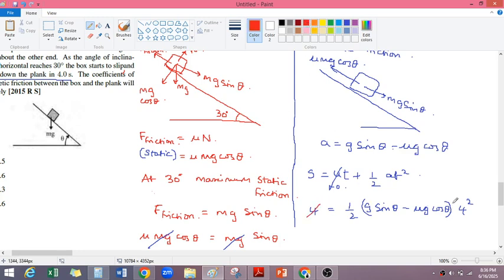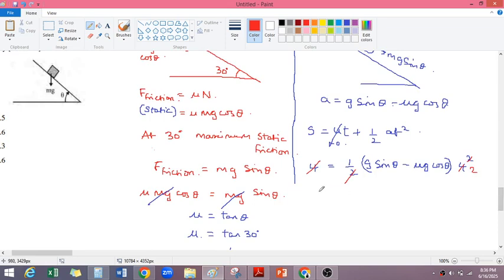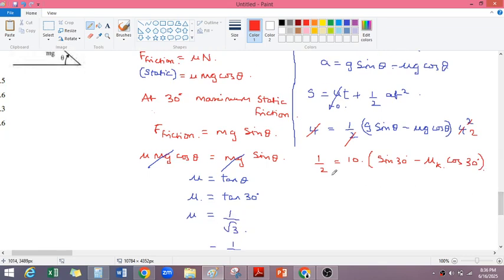So I can cancel this 4 and this 4. I will have 1 on this side. This 2 and this 4 will cancel to 2, so 2 will come on the other side. g is 10, so we can take the g commonly out. Sin 30 minus mu, mu kinetic is what I want to find, cos 30. So 10 will come on this side, so 1 by 20.